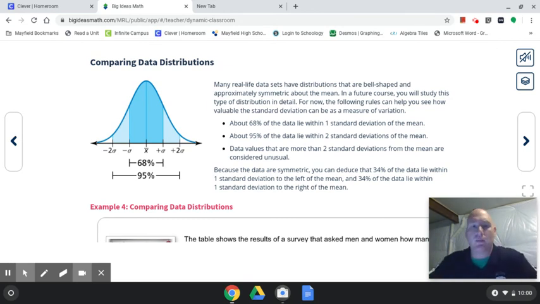really good topic. And when you're a junior or senior and you want to take prob and stats, this is a great thing to know about.